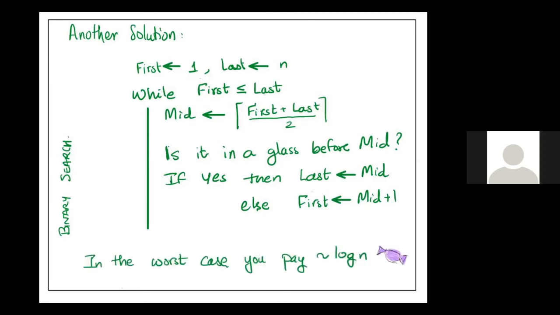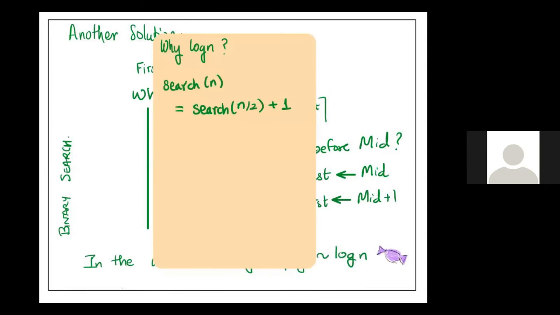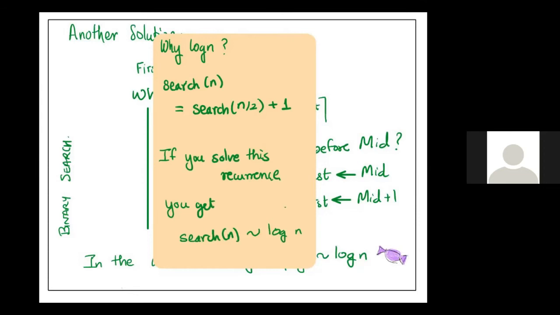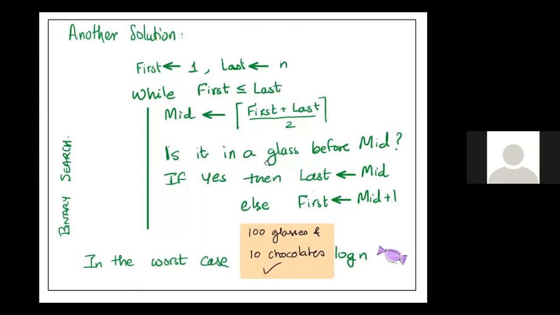And in this process, can you see that we end up paying something like log n chocolates? Why log n? Because you can write the recursion. You can say that search in an array of length n can be divided into search of an array of length n by 2 by paying one chocolate for reducing the size by half. And when you solve this recurrence, you get that search of n, which is counting the number of chocolates, is log n. So indeed, what you have managed to do is get a 10 chocolate algorithm for 100 glasses. In fact, log of 100 to the base 2 is smaller than 10, so you're good.